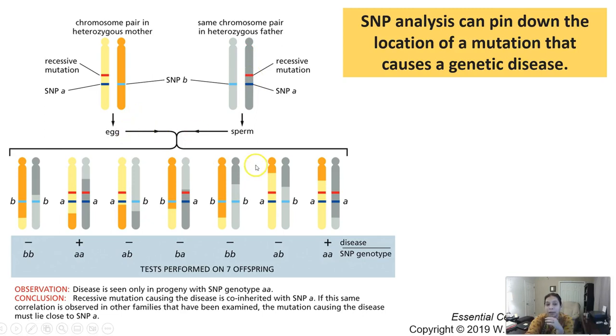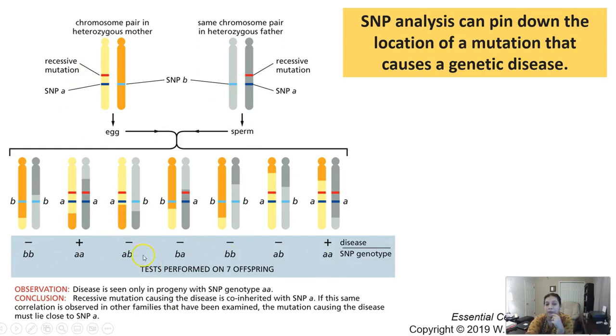You have the egg and the sperm from these individuals, and you have various possibilities for how they might be separating. You can have some which just have the SNP A, with the wild type genes or the mutated genes. This one has SNP A and the mutation, so this one's going to have the disease.